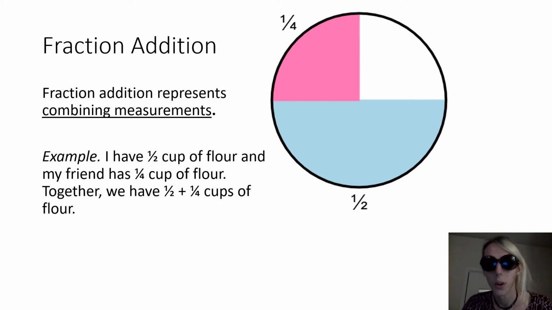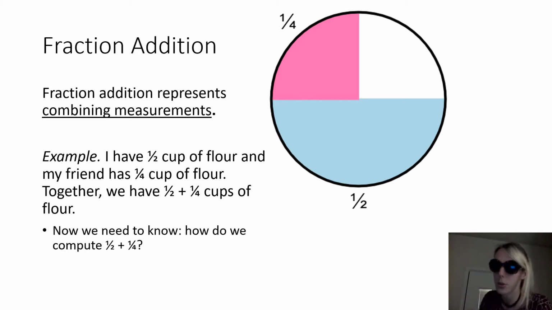So just like before, addition represents combining measurements. To add two things means to combine them. So for example, a half plus a quarter would represent, if I have a half cup of flour and my friend has a quarter cup of flour, a half plus a quarter is a number, and that number represents the combined measurement of those two measurements, how much flour we have in total.